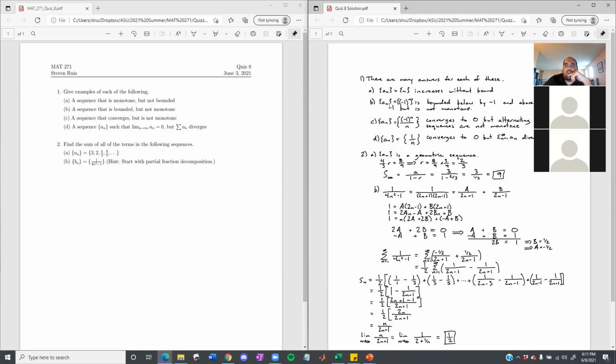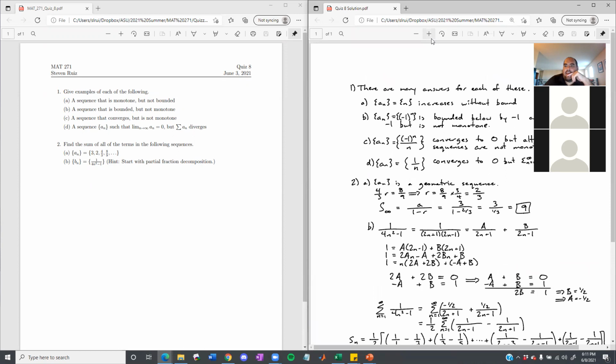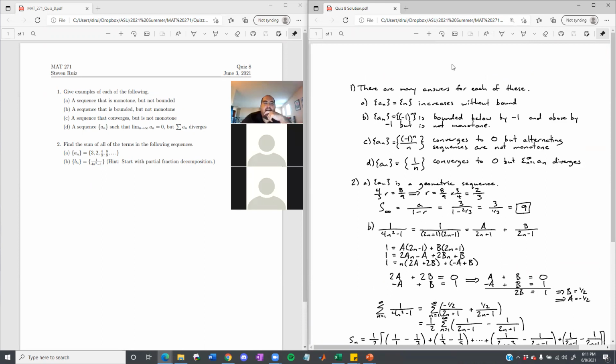So a sequence that's monotone but not bounded. A lot of people actually had the example that I came up with. It was basically just a sub n equals n. So clearly that is not bounded. That'll get as large as possible since n is just going to keep growing, but it's constant. It's increasing everywhere.